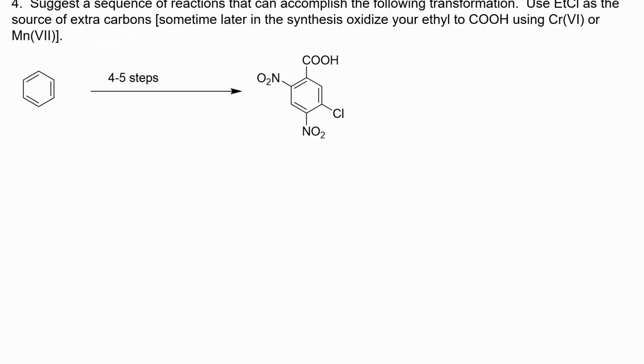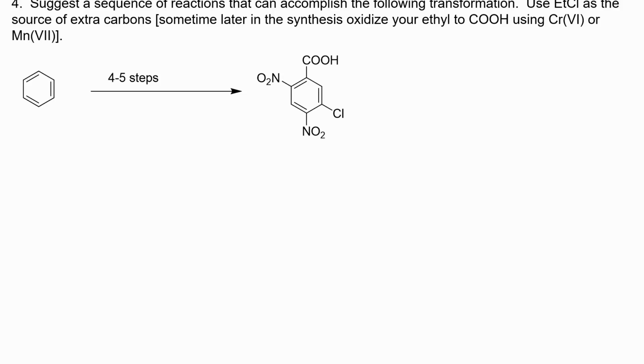Let's look at the last problem. Suggest a sequence of reactions that can accomplish the following transformation. It takes 4 to 5 steps depending on whether you add the nitro groups one at a time or just use 2 equivalents of the nitrating agent. Okay, we're going to use ethyl chloride as the source of extra carbons and sometime later oxidize the ethyl group to the COOH.